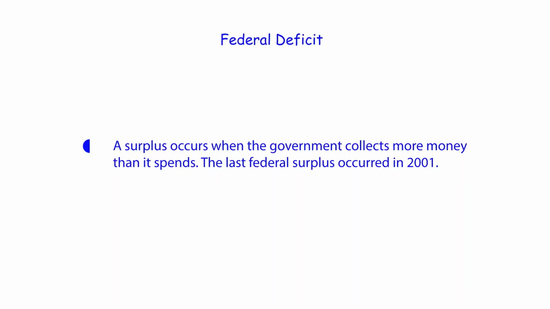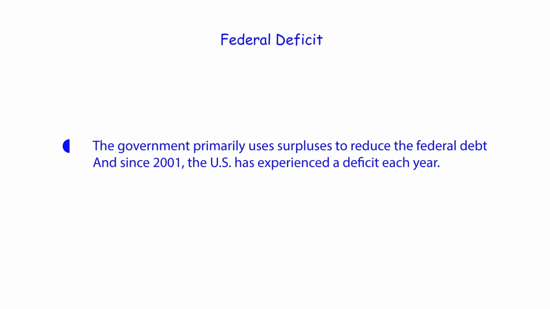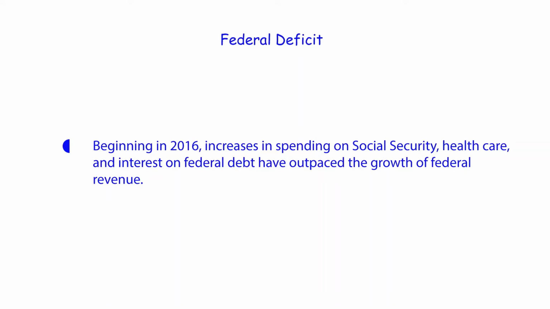A surplus occurs when the government collects more than it spends. The last federal surplus occurred in 2001. The government primarily uses surpluses to reduce the federal debt, and since 2001, the US has experienced a deficit each year. Beginning in 2016, increases in spending on Social Security, healthcare, and interest on federal debt have outpaced the growth of federal revenue.